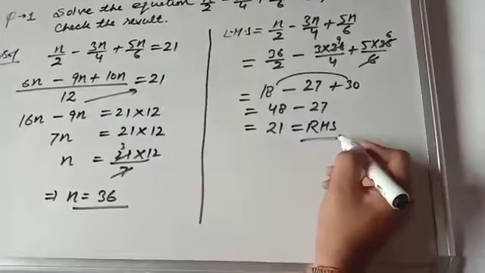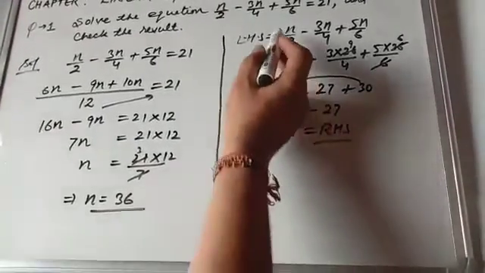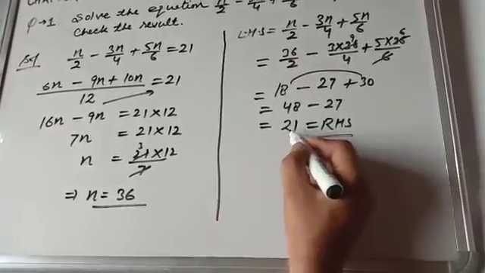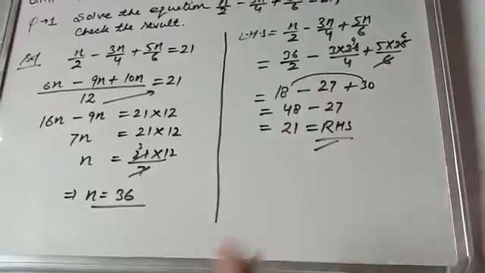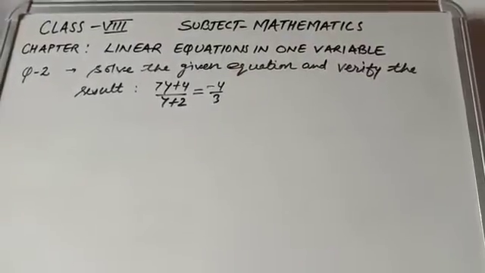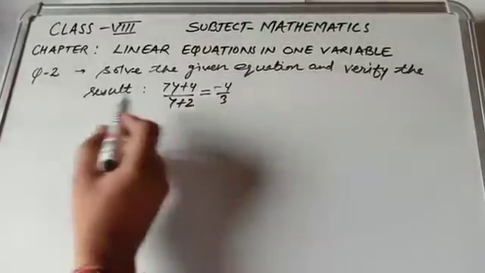So when we put the value of n, 36, in the left hand side, we get the result 21, that is equal to the right hand side. So this verifies the result. Now students, we will take one more question. Solve the given equation and verify the result.